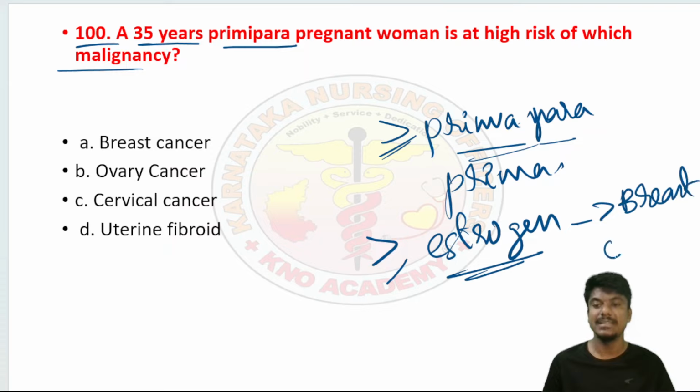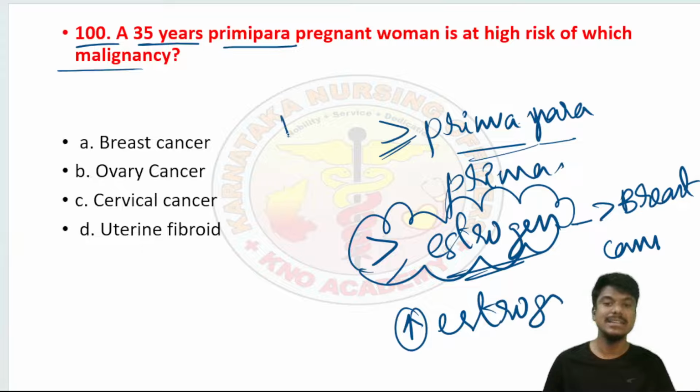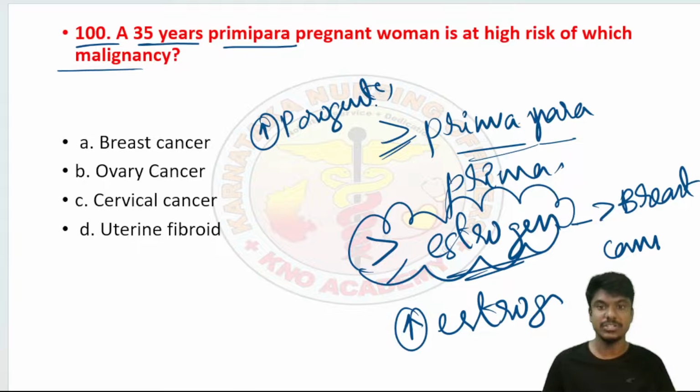That much amount of breast cancer risk will be there. If we see the primipara, those pregnant women who have not conceived, they will be more exposed to the estrogen, because pregnancy is a progesterone predominant state. In pregnancy there will be an increased amount of progesterone, so there will be a lesser amount of estrogen.